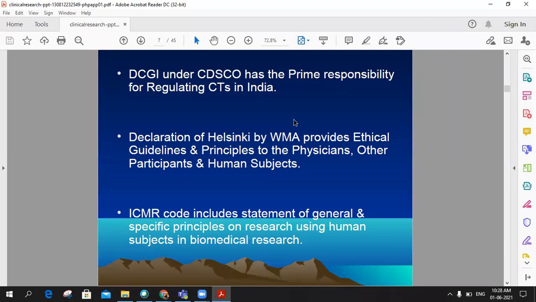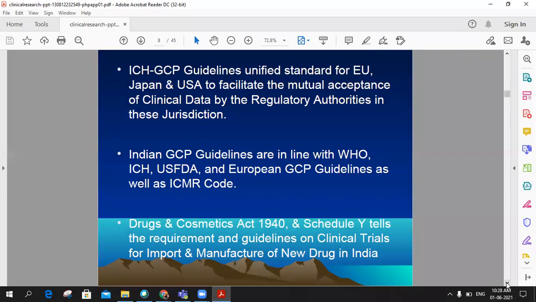So these are some of the guidelines that all the sponsors, investigators, and the CROs who are conducting the trials have to follow: DCGI guidelines and the general guidelines of the Declaration of Helsinki. And then ICMR also has some guidelines for conducting clinical trials. And on top of it, we have ICH-GCP. ICH-GCP is the International Conference on Harmonisation Good Clinical Practice. We will talk about this in our next session.